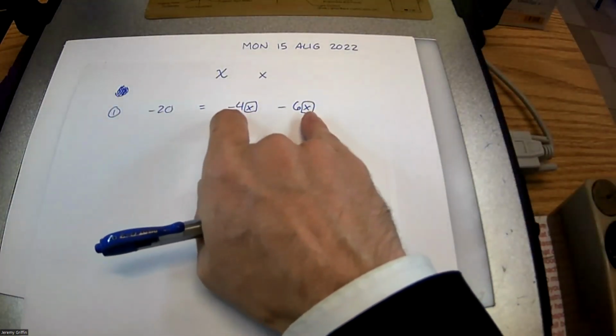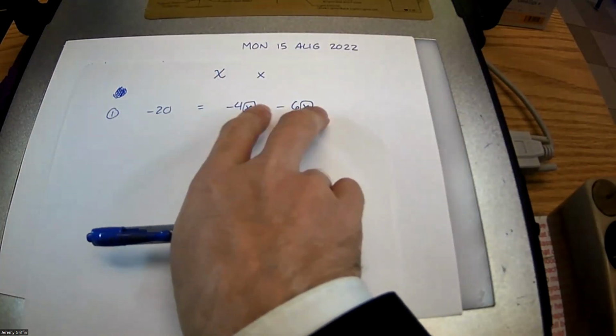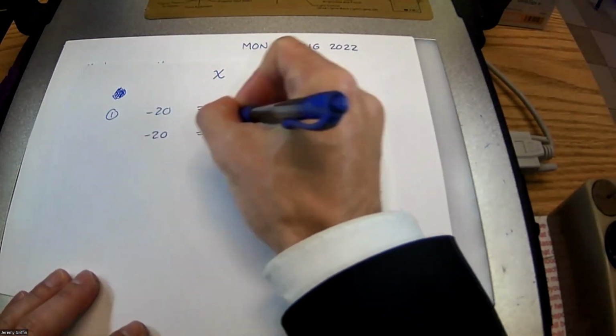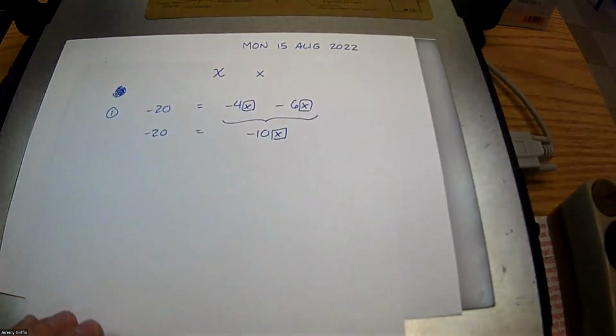Now, I see 2 things that have the X in them. I got 4 of them here and 6 of them here. Well, they're negative, but okay. So we're going to tag these together and make it like 10 of that thing, but negative. So leave this guy alone. These guys together give you negative 10x. Solve for x.